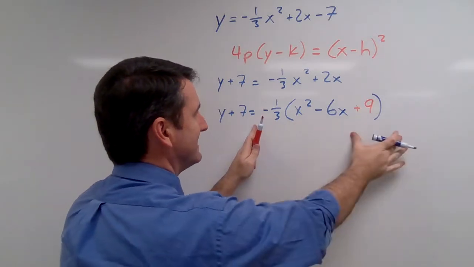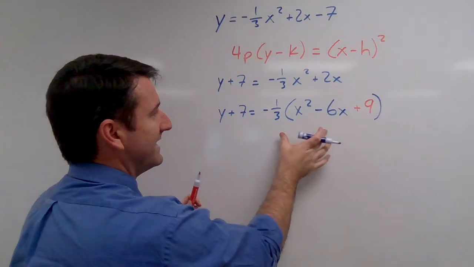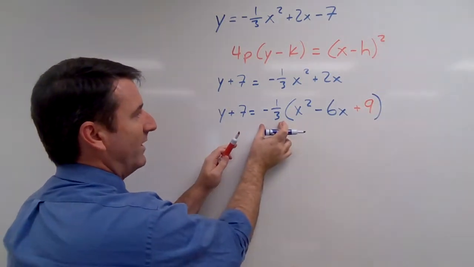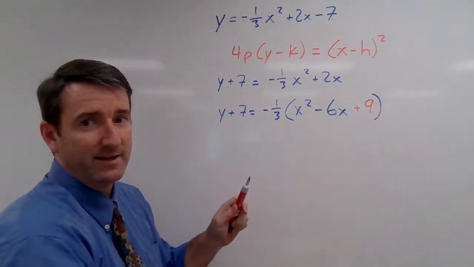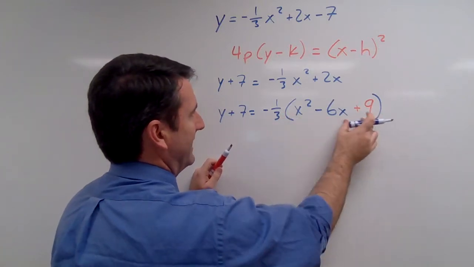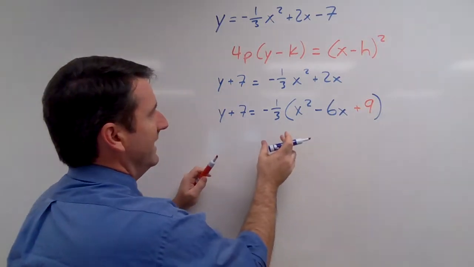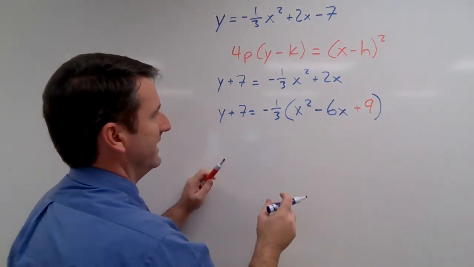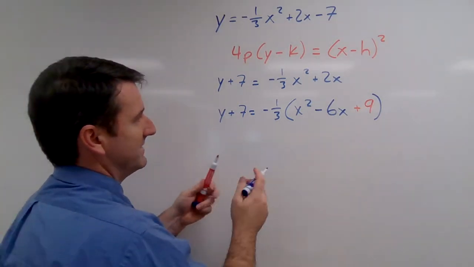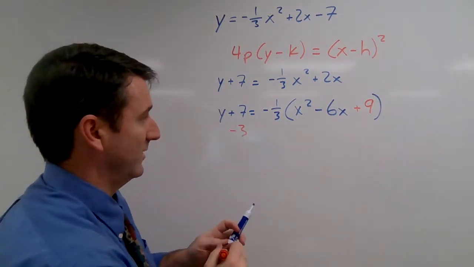Whatever we added to this side of the equal sign, we have to add to this side of the equal sign. And on this side of the equal sign, we can see that what we've really added here is negative 1/3 times plus 9, because we're going to be distributing that negative 1/3. So negative 1/3 times 9 is negative 3. So what we've really added to this side is negative 3. And we've got to add the same thing to the other side. So let's put a negative 3 on this side as well.